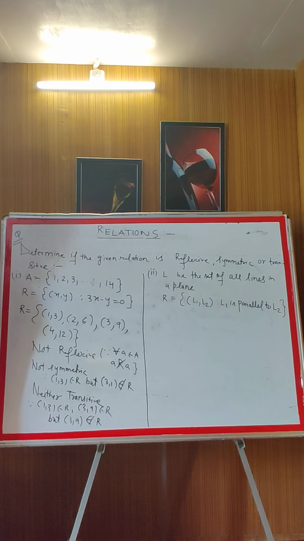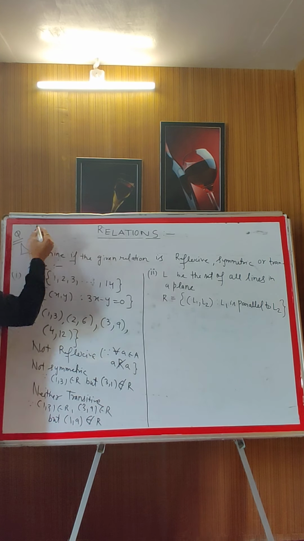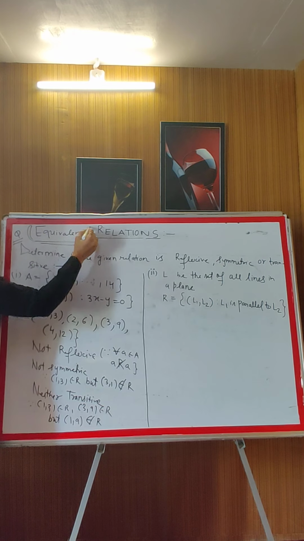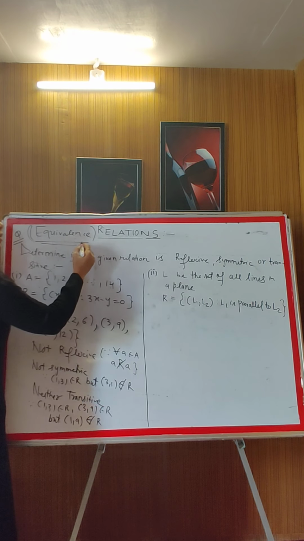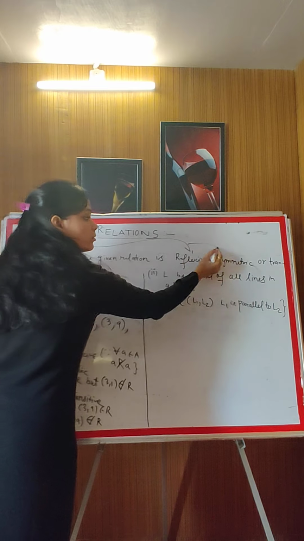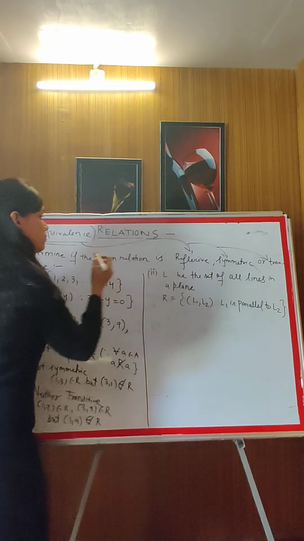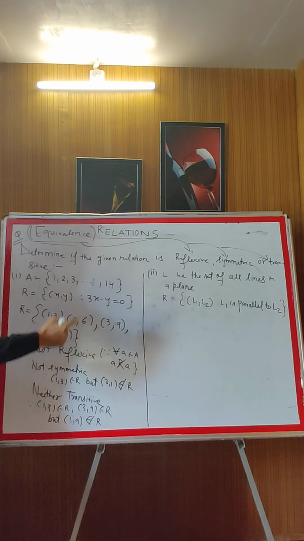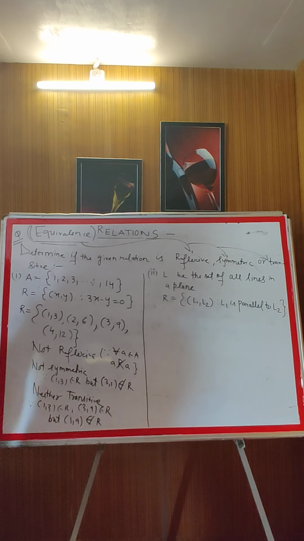Now, one more important thing: in case a relation satisfies all three properties, reflexive, symmetric and transitive, then such a relation is called an equivalence relation. If it is reflexive, symmetric as well as transitive, then it is called an equivalence relation. Remember this. Now let's go to the next problem.